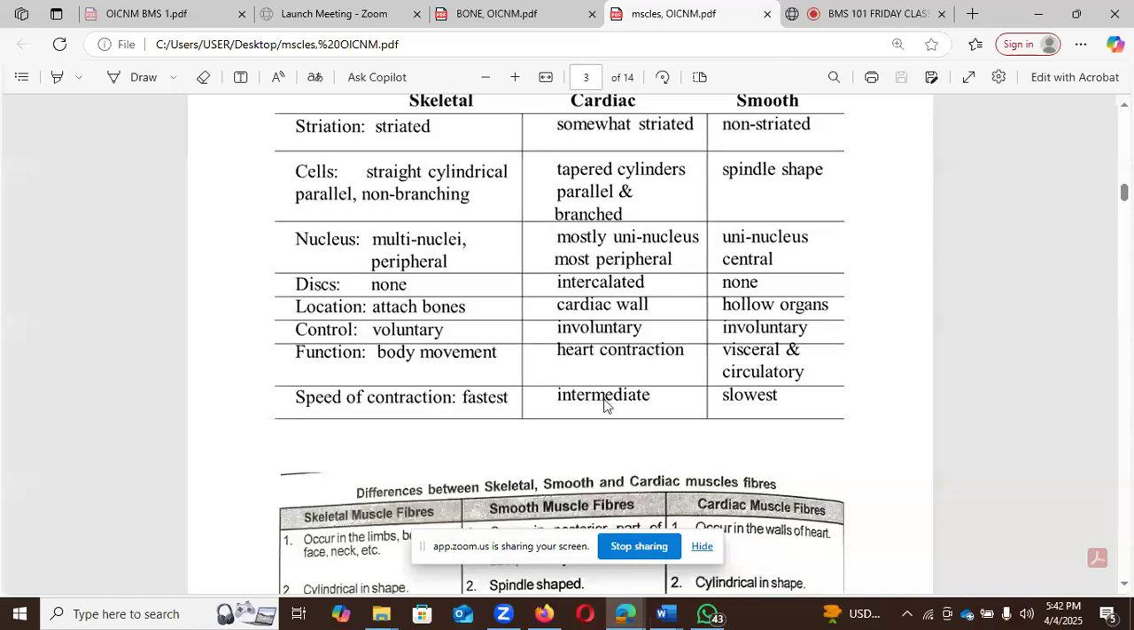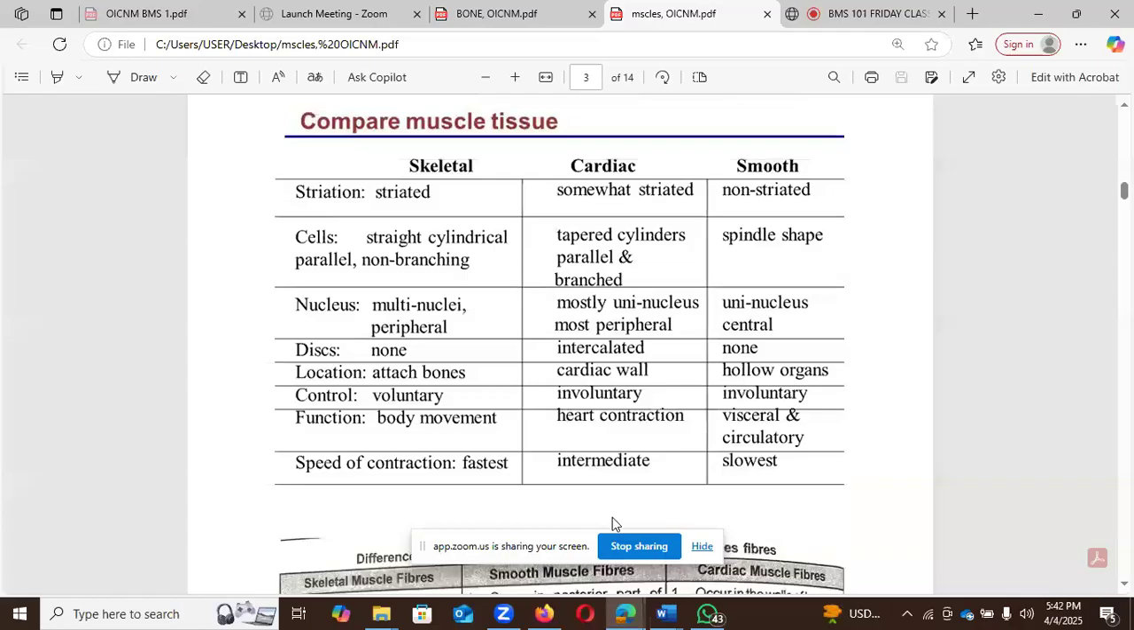But this intermediate now, when it becomes fast, it can lead to hypertension, and that is why cardiac muscle is intermediate. So it's only skeletal muscle that you can use to run very fast. Okay? So when you run too, the cardiac muscle can become fast and be beating fast. But after some time, it will come down to normal. This one is slow.